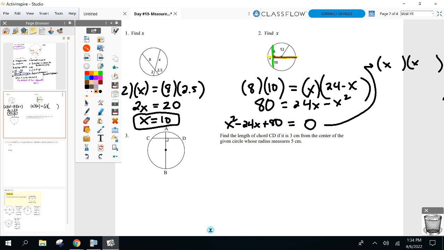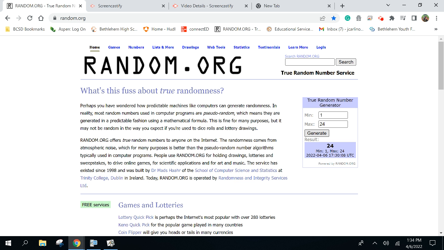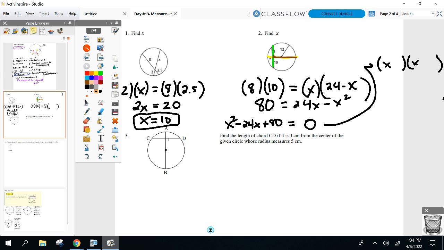What were the numbers? Actually, why am I waiting? Everyone should have them, right? Negative 4, negative 20. Good job. Negative 4, negative 20.